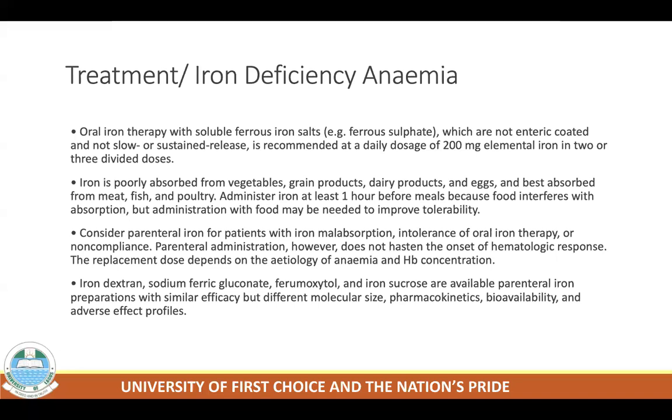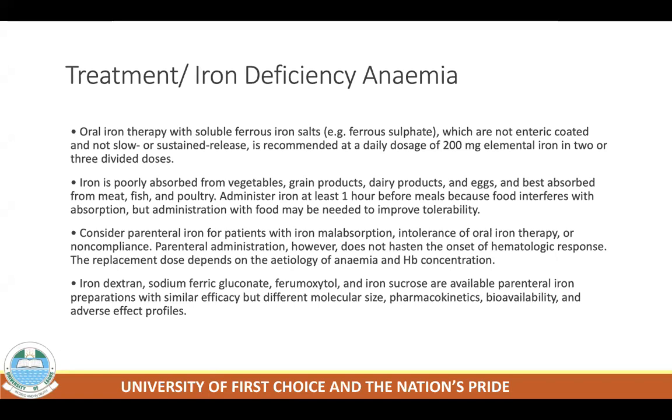For patients with malabsorption diseases, it's always important to consider parenteral iron, that's injectable iron, or if they cannot tolerate oral iron therapy, right? So injectable iron, iron dextran injectable, is often recommended.